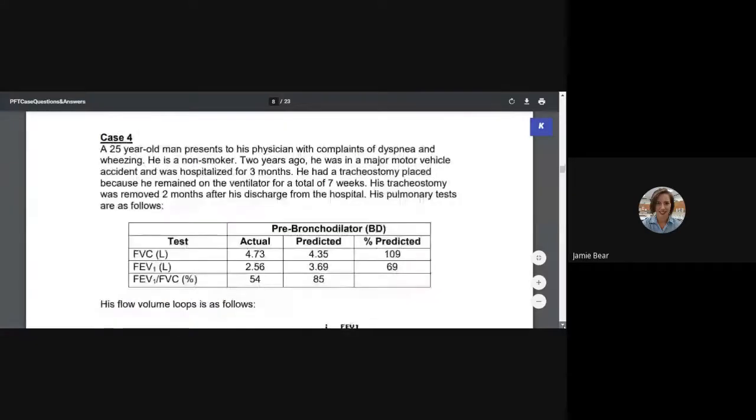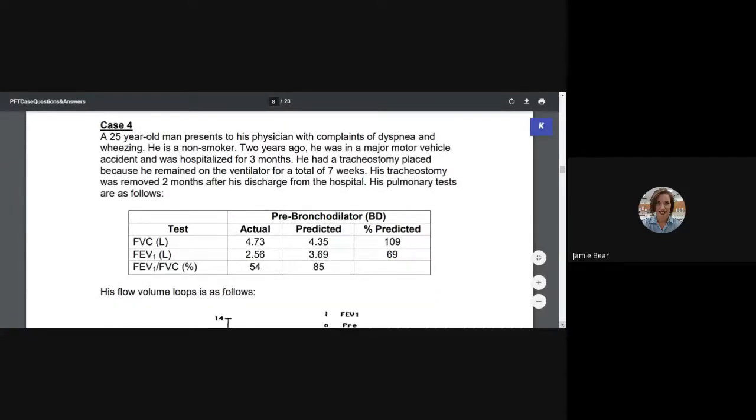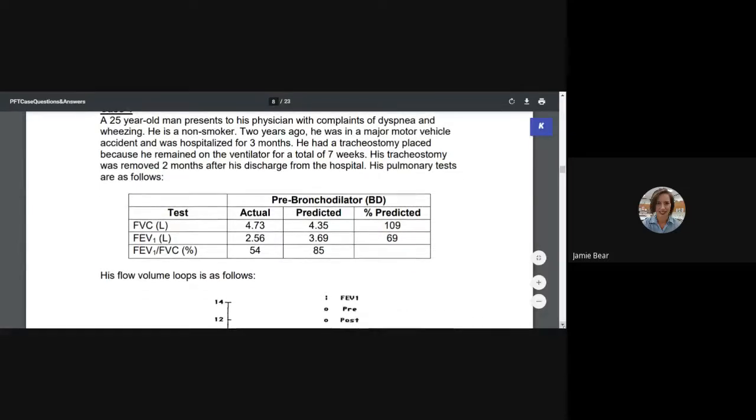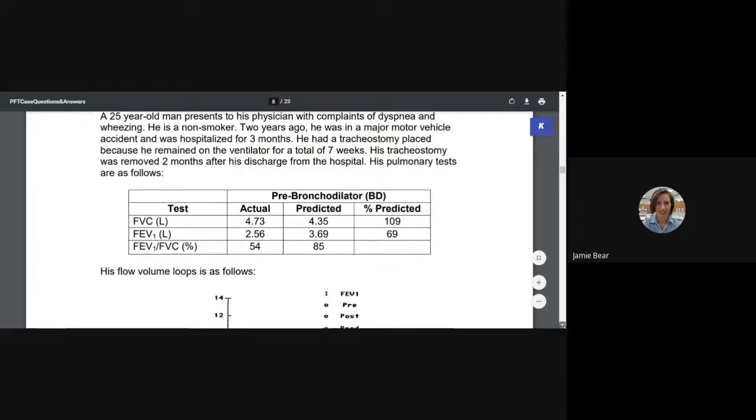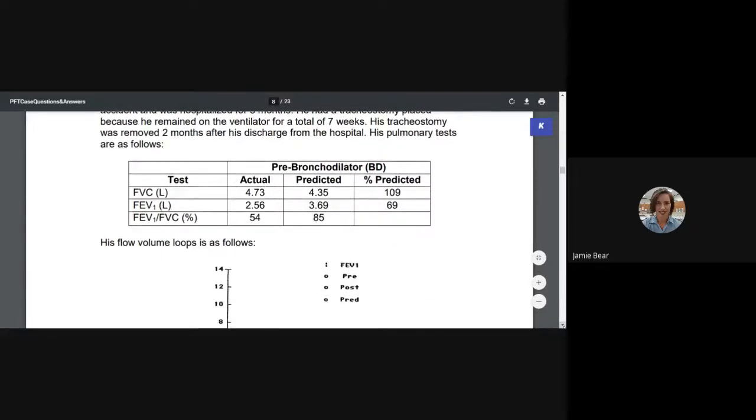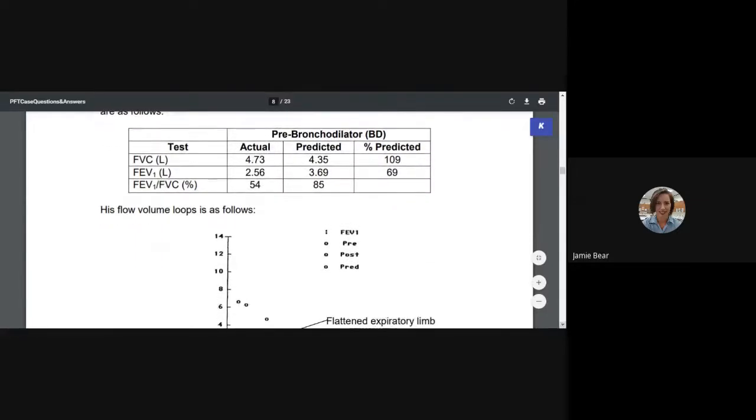Okay, let's look at case 4. We have a 25-year-old man presents to the physician with complaints of dyspnea and wheezing. He is a non-smoker. 2 years ago, he was in a major motor vehicle accident and was hospitalized for 3 months. He had a tracheostomy placed because he remained on the ventilator for a total of 7 weeks. His tracheostomy was removed 2 months after his discharge from the hospital. His PFTs are as shown, 109, 69, and only 54%.